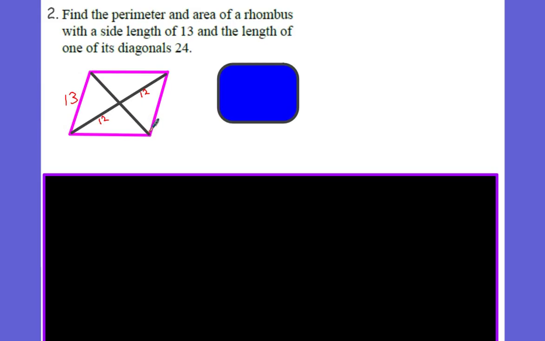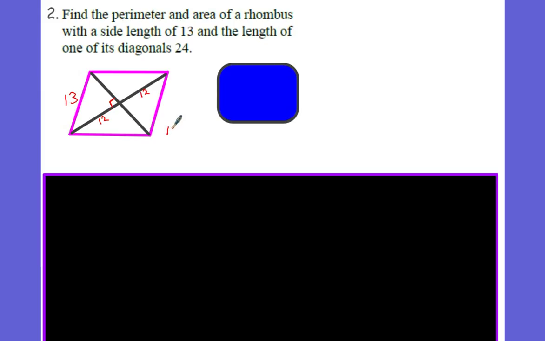Now, one other thing you may have forgotten about a rhombus is that the diagonals are perpendicular. So look what we have here, a little right triangle situation. You can do some Pythagorean Theorem to solve for this side, and then just double it, and you've got that whole diagonal right there.